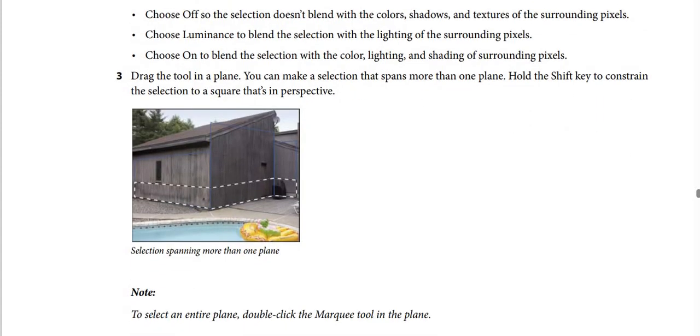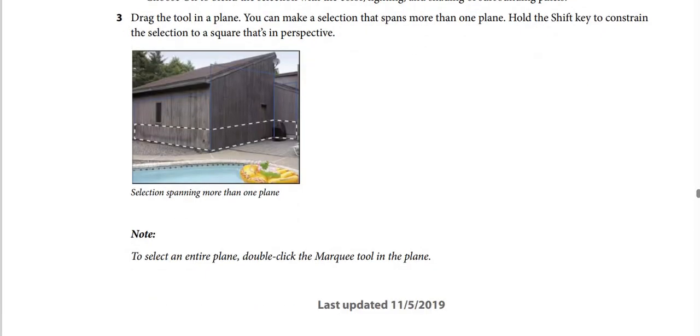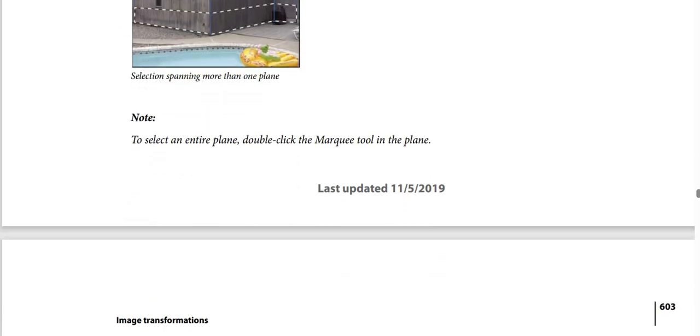Drag the tool in a plane. You can also make a selection that spans more than one plane, and hold the Shift key to constrain the selection to a square that's in perspective, by the way. Note, and be careful: to select an entire plane, double-click the marquee tool in the plane.